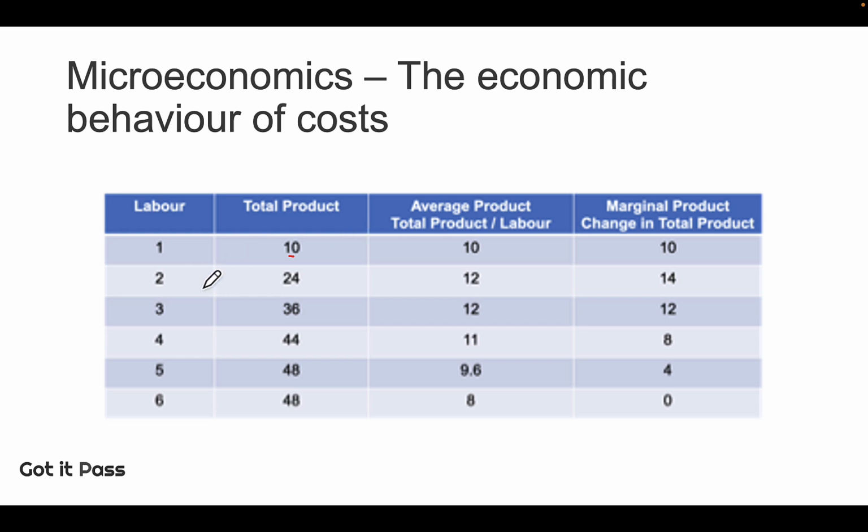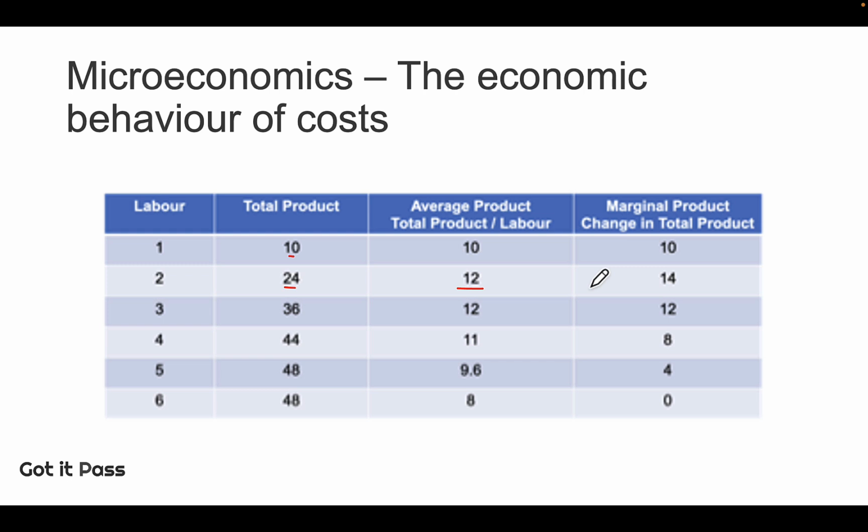And if we add 2 labor, so the second labor right now added into the production line, the total product contributed by these 2 labors is 24. And the average product, that means the number of product divided by the number of labor, is right now 12. 24 divided by 2 is 12. And the marginal product, it means the incremental products contributed by the second labor, is 14.